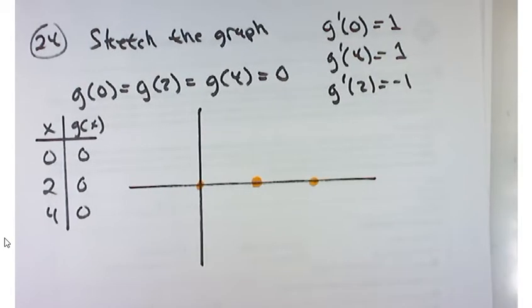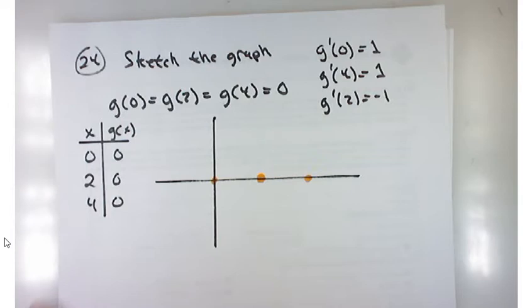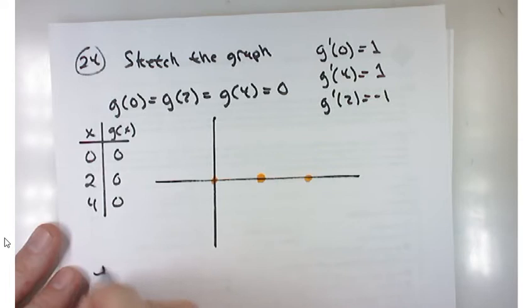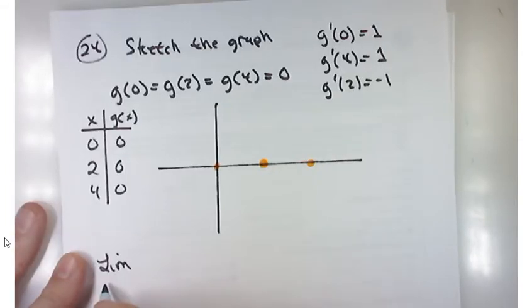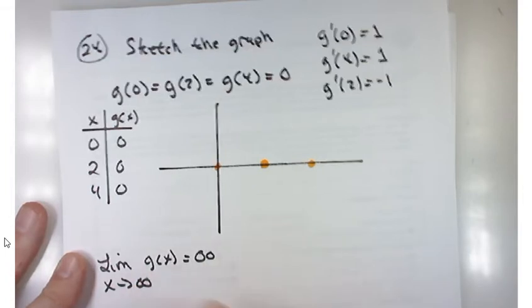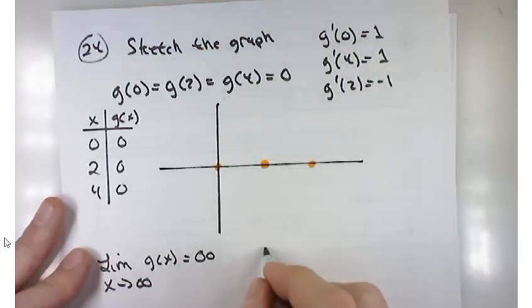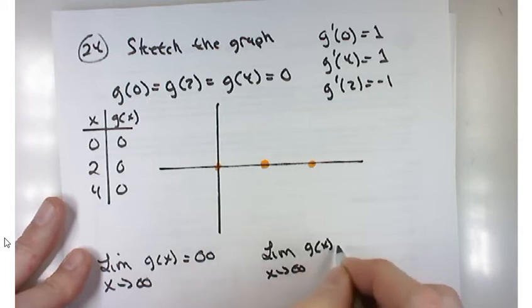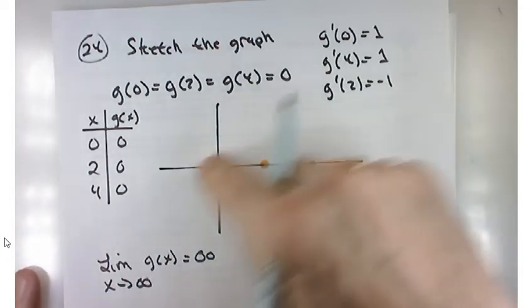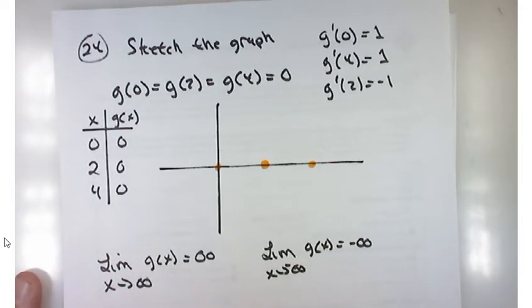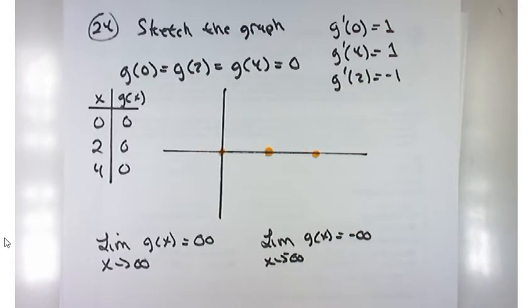Okay. And there's one other bonus piece of information, and that is some information about the limits. The limit as x approaches infinity of g of x is positive infinity. Eventually this graph takes off towards positive infinity. It grows and grows and grows. The limit as x approaches negative infinity of g of x is negative infinity. So on the other side of things, this one just goes down, down, down, farther and farther south towards negative infinity.